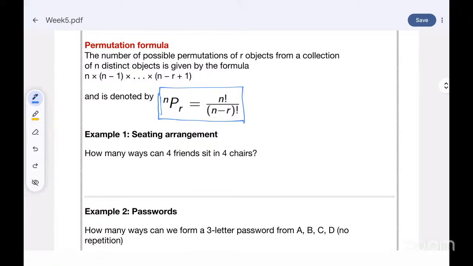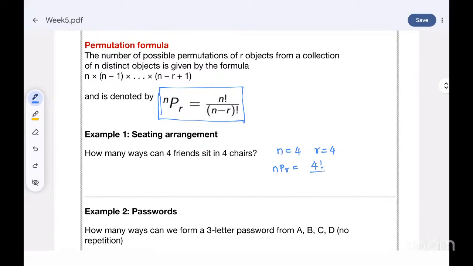But if you want to check it with the formula above, what is your n? n is 4. R is also 4. So here it is nPr, 4P4, which we can write as 4 factorial divided by (4 minus 4) factorial.